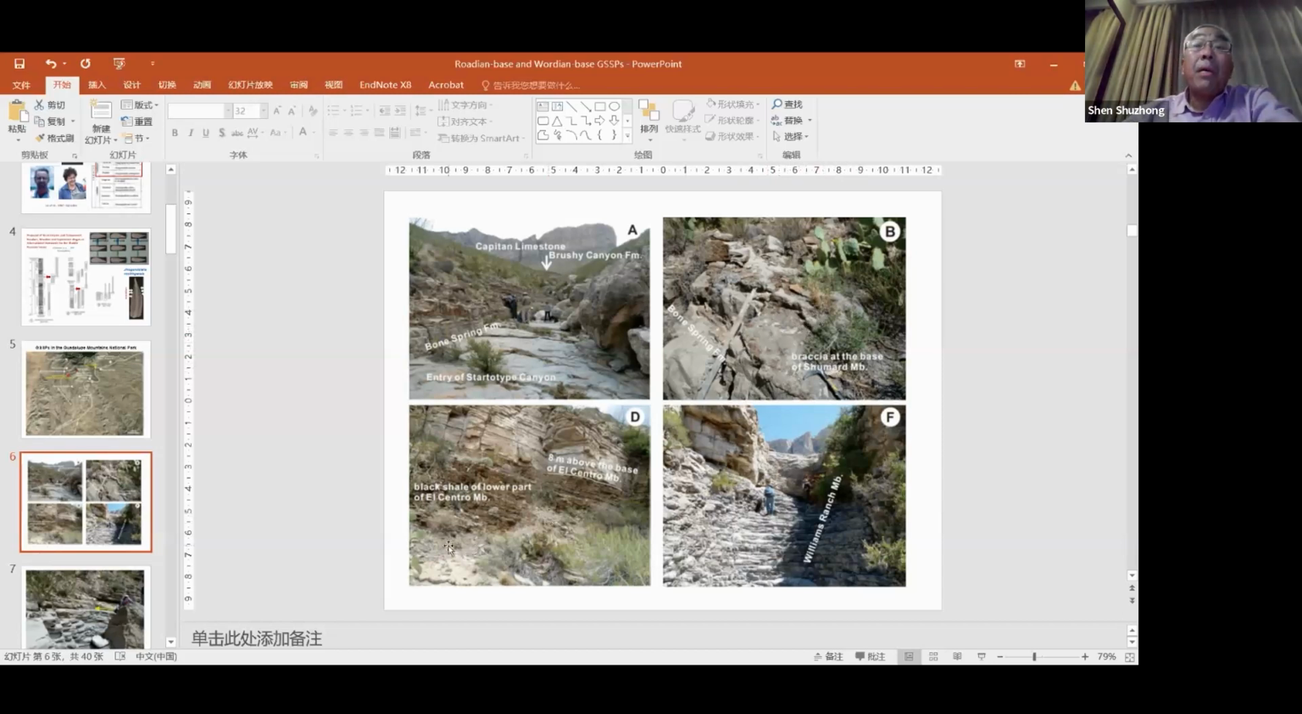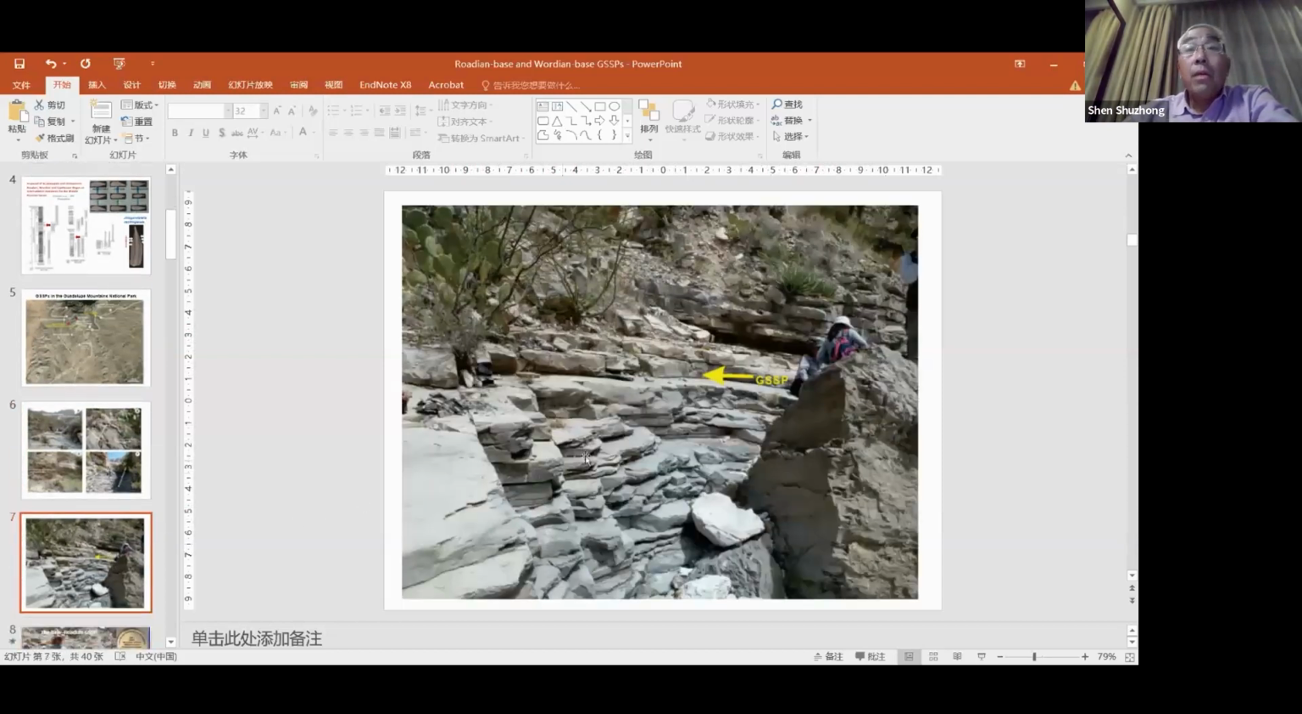And then there are three members. One is called the Shumard member at the base of the Cutoff Formation, overlaid by the El Centro member, and then followed by the Williams Ranch member. This is the section, and the GSSP was defined in the middle upper part of the El Centro member. Here is the yellow. If you look at the outcrop, the section is excellent. All the limestones are very well exposed and well bedded. So it looks like a very good section here.